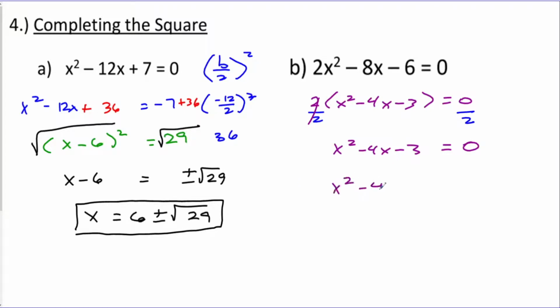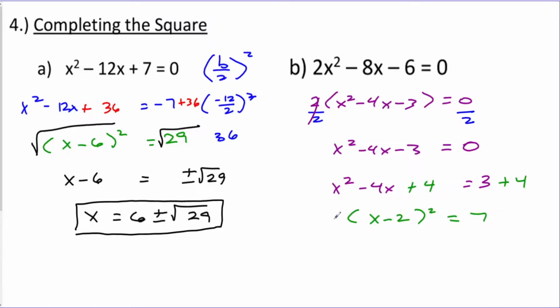x squared minus 4x. Let's move the 3 to the other side, and then I'm just going to add 4. I did b over 2 squared, and I decided I wanted there to be a 4 here. So now the left-hand side is something squared. And let's use the method I talked about over here. If I take half of the b value, in this case negative 2, that's what shows up in the parentheses. And so I'm done.